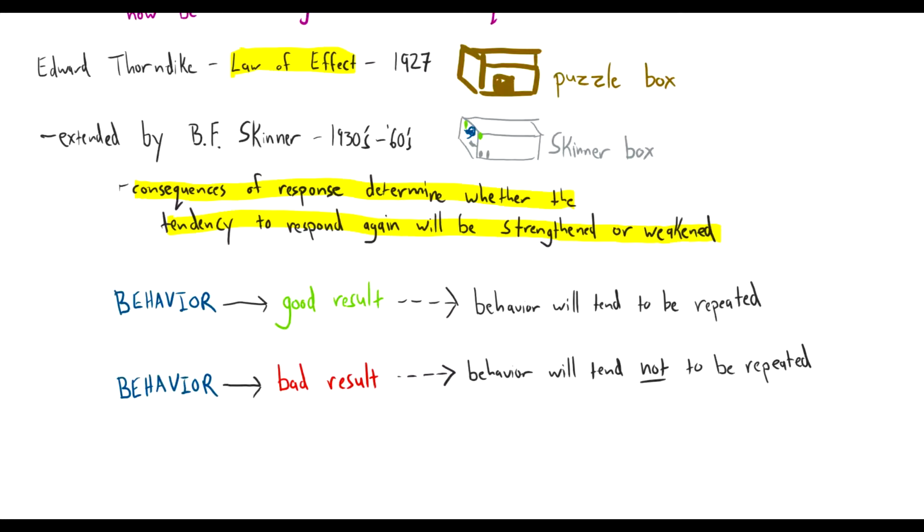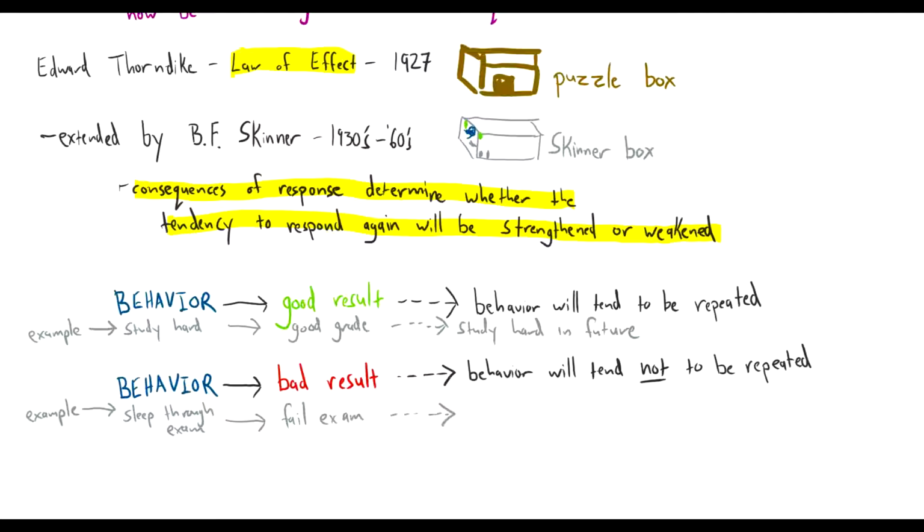So let's talk through an example of each of these. So for the behavior that is reinforced or that will tend to be repeated, we might be looking at how studying hard results in getting a good grade. This will lead to the tendency for you to study hard in the future. Whereas here, if the behavior is sleeping through an exam and the result is a failed exam, then this result will make it less likely that you'll sleep through an exam in the future.